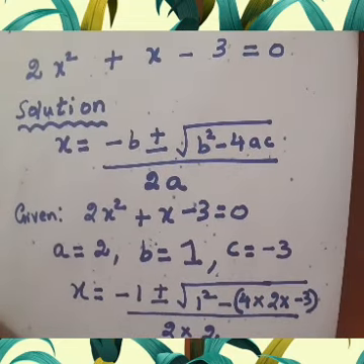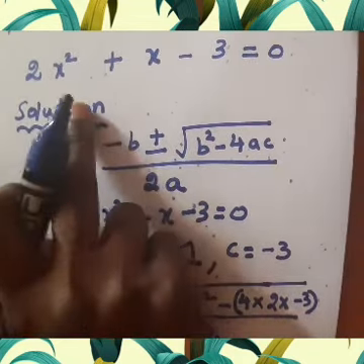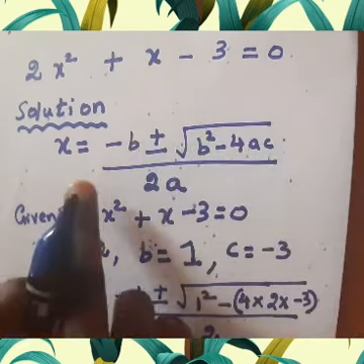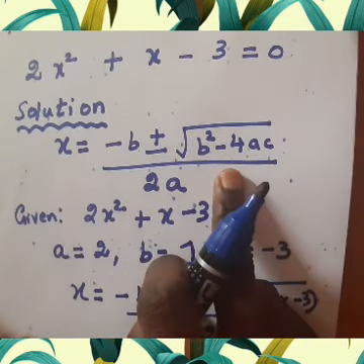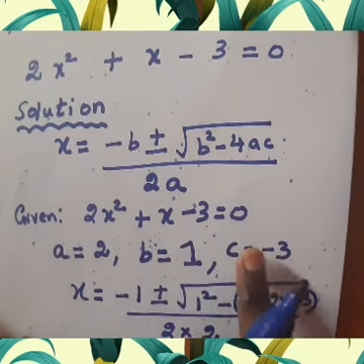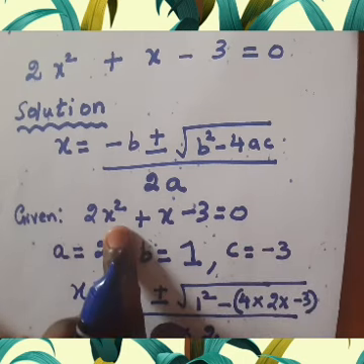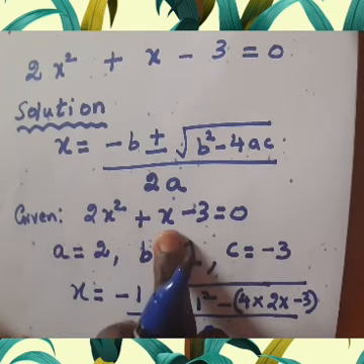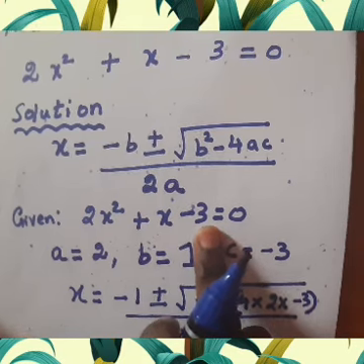I'll go through it very quickly once again. This is the given quadratic equation. We are going to use the formula to solve the quadratic equation. So this is the formula. We should know what A, B and C are. A is the coefficient of x squared, 2. B is the coefficient of x, 1. C is the constant, negative 3.